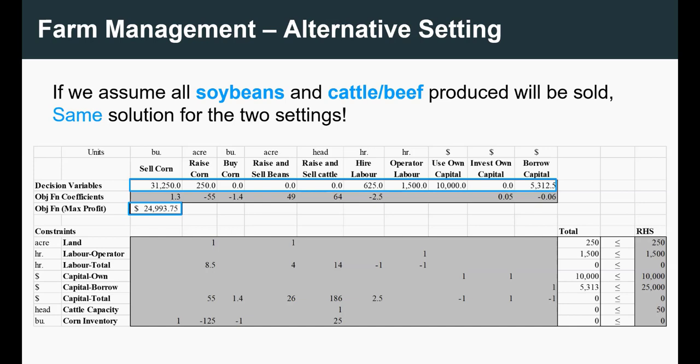Another point that I want to mention here is that even if we have two different settings and we use different constraints and different decision variables, the solution from these two settings is actually the same. I can show you this in Excel. So let me show you that.